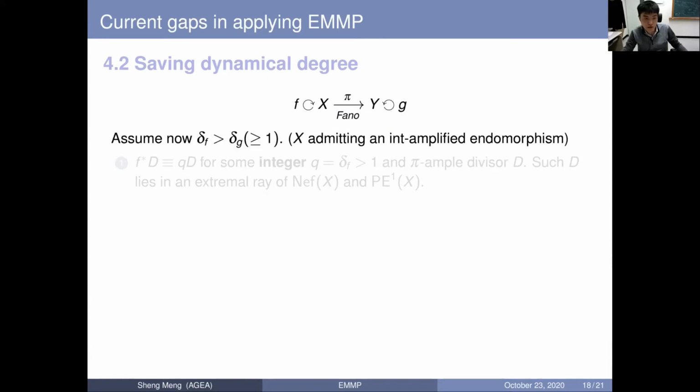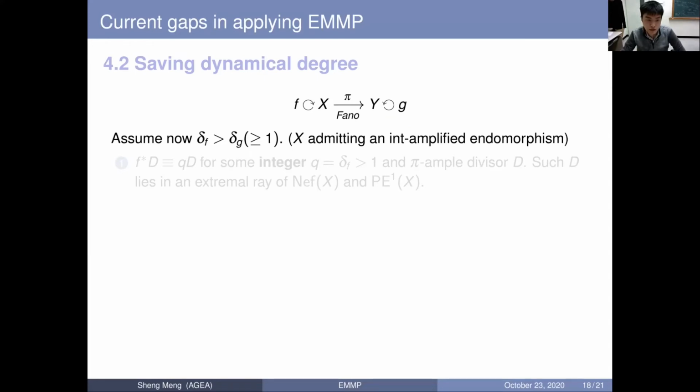So from now on, we assume that the dynamical degree decreases, and our assumption is still a mild singular X with an anti-ample endomorphism. Okay, so this is our current setup. So what can we do now? How do we save the dynamical degree?